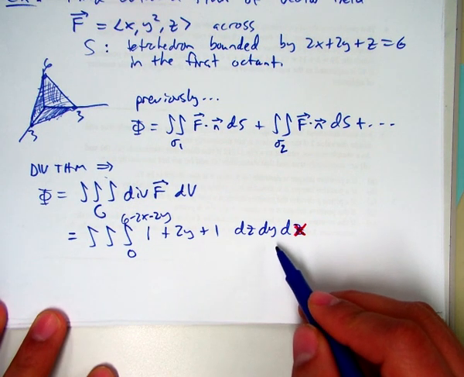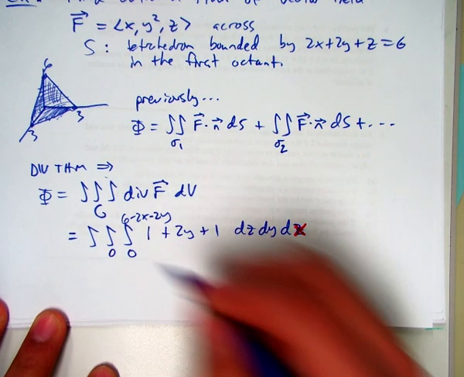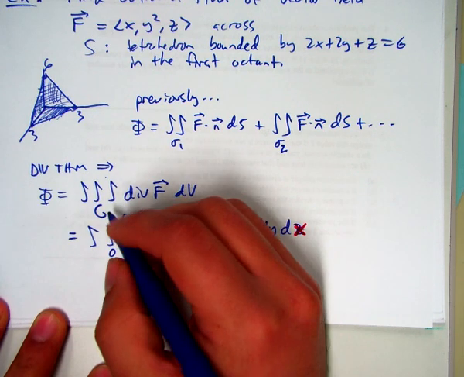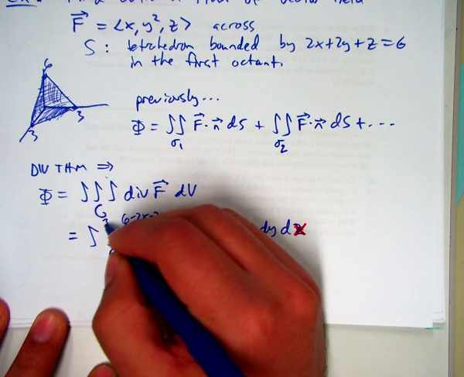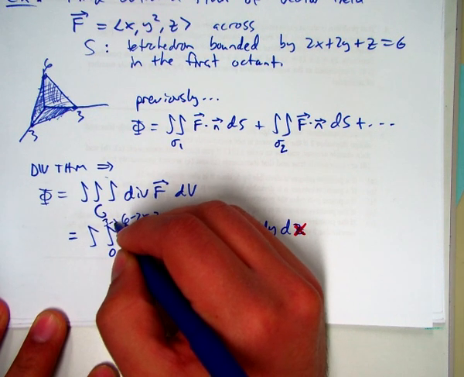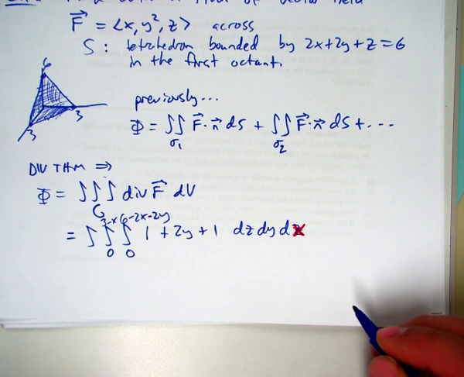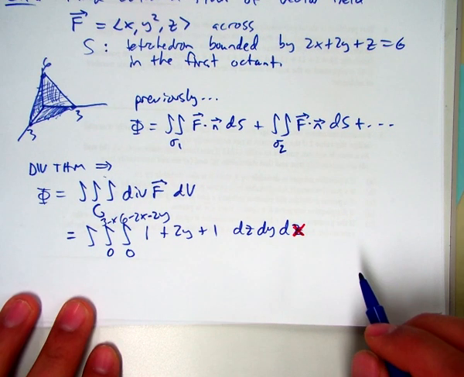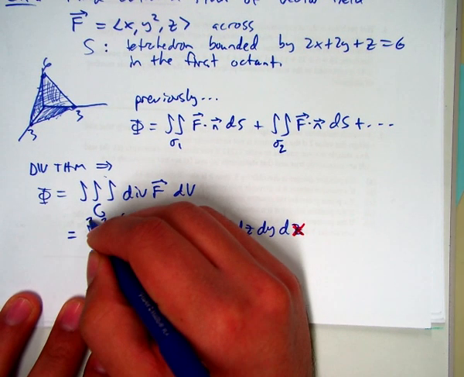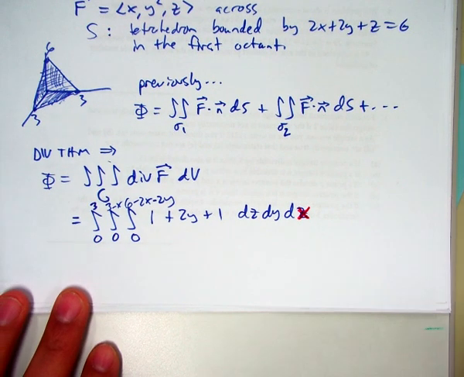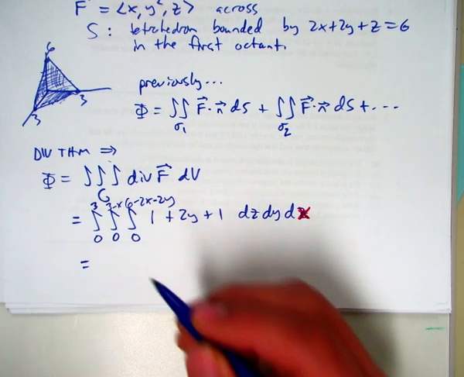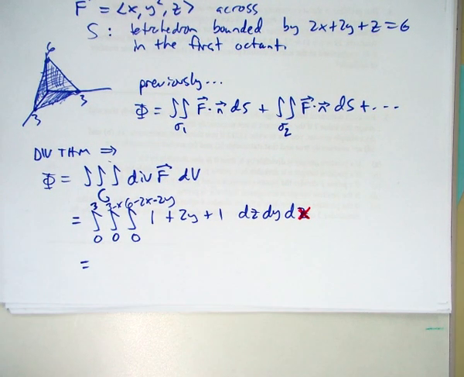dy would be from 0 to 3 minus x. And x is from 0 to 3. Take a few minutes. Work through it.